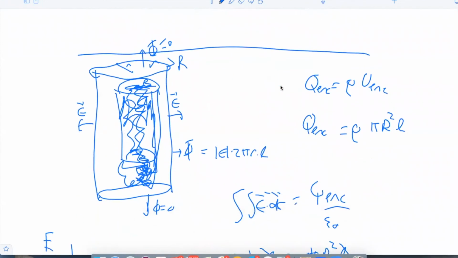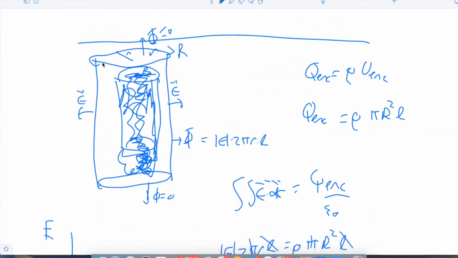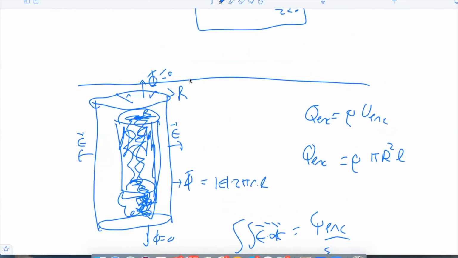Now when we're outside, we've got the same kind of situation. I've drawn my Gaussian surface. You have to draw the picture. That's part of a solution, is drawing this picture. My Gaussian surface is a cylinder with radius little r bigger than capital R. So my charge only comes out to here. My surface goes all the way to here.